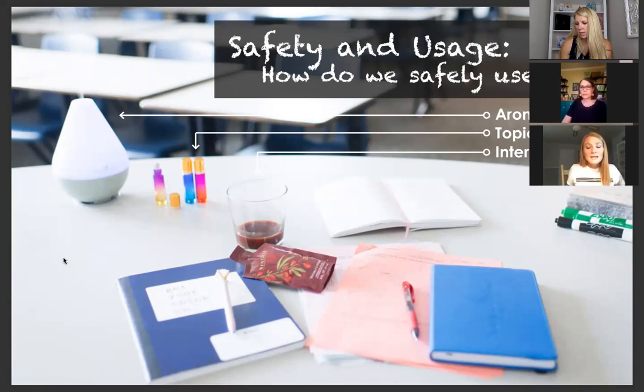So if you're having a bad day, or you have some kids that walk in cranky and in a bad mood, it's great to just put some oils in a diffuser and start diffusing them, or put them on a cotton ball beside their desk and let them smell them.